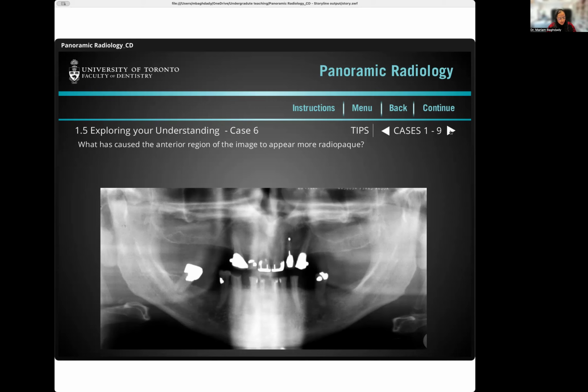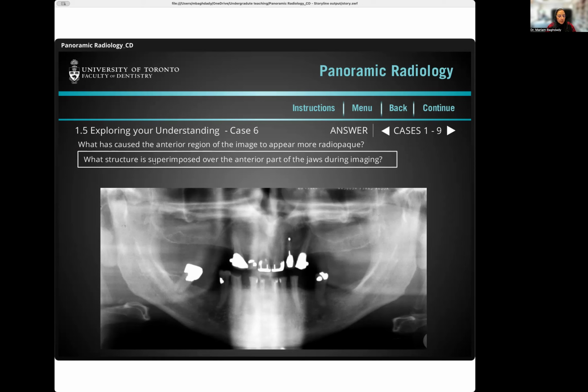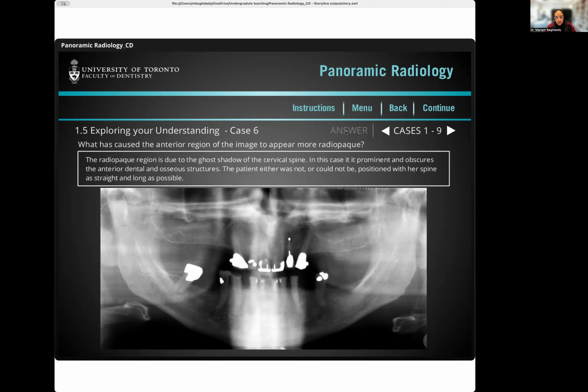The spine is superimposed. It's completely on here, and at the same time, it doesn't look like the patient moved forward. That means what happened? The patient's hunched down, and the neck was brought forward, bringing the cervical spine closer. So look at this. What structure is superimposed over the anterior part of the jaw? As you correctly said, it is the cervical spine. And the reason is that the radiopacity is due to a ghost shadow of the cervical spine. In this case, it obscured the anterior part.